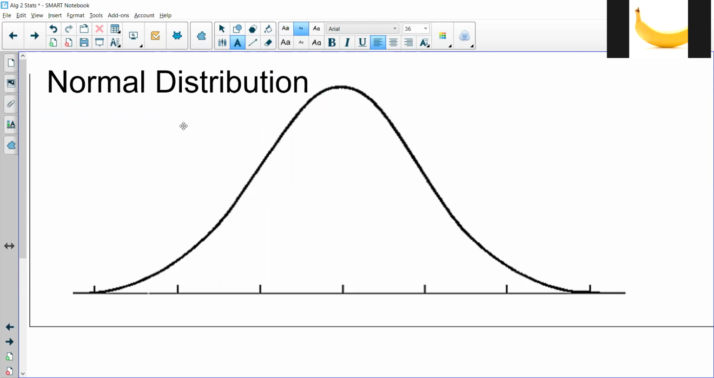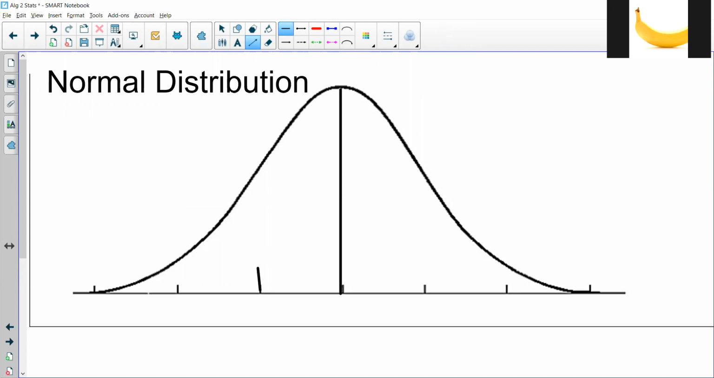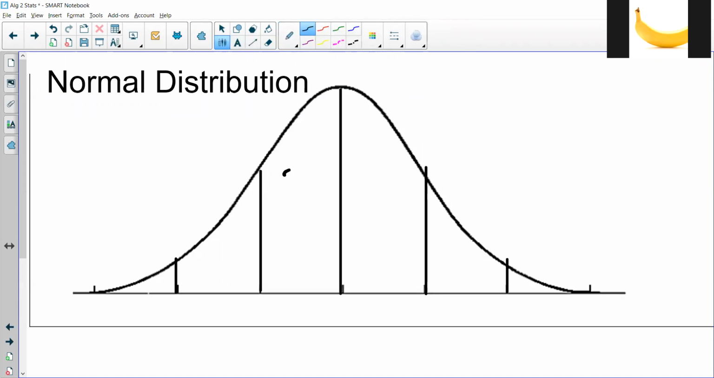So last time we talked about the percents. The percents are still true. So the percents are always the same, which we did last time, which is 34, 34, 13.5, 13.5. You should already have this. You don't really need to copy this part then. 2.35 and 0.15.